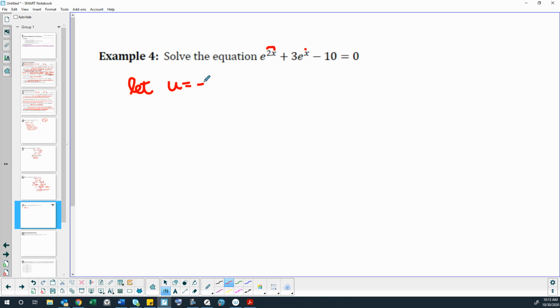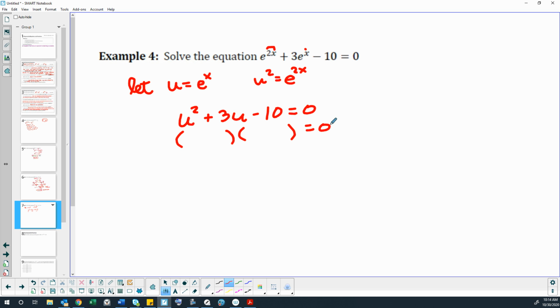We're going to let u equal e to the x. That means that u squared will equal e to the 2x, right? Because it's just taking what we defined u as and squaring it by putting that extra little 2 in there. That's going to make this really easy to substitute u in place of those e's, which then makes this fairly easy to factor and solve.